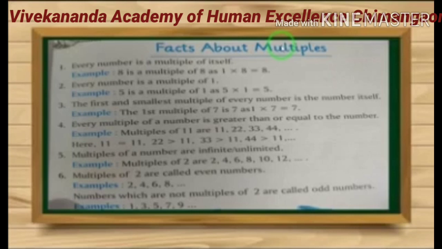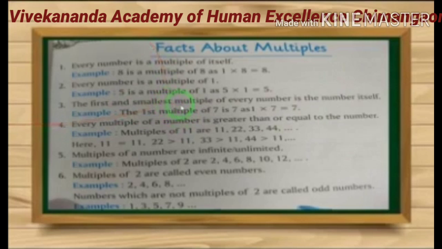Second point, every number is a multiple of 1. For example, 5 is a multiple of 1. When we multiply 5 by 1, we get the product 5. So we say that every number is a multiple of 1 and every number is a multiple of itself. Okay. Third point, the first and smallest multiple of every number is the number itself.